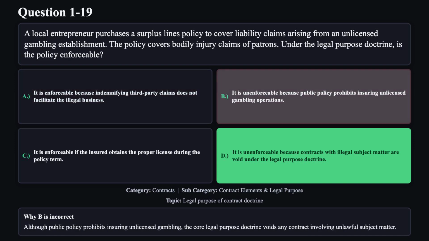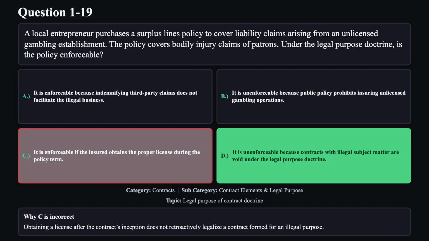Reason B is not correct. Although public policy prohibits insuring unlicensed gambling, the core legal purpose doctrine voids any contract involving unlawful subject matter. Reason C is not correct. Obtaining a license after the contract's inception does not retroactively legalize a contract formed for an illegal purpose.